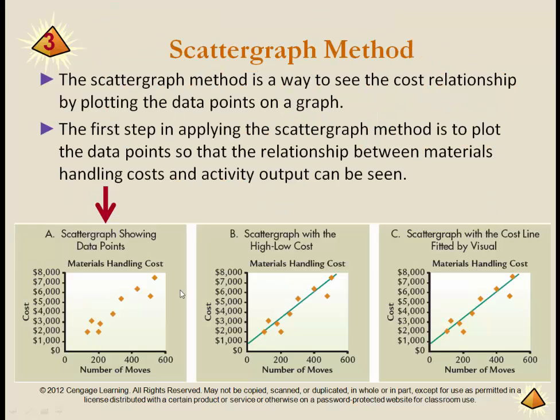Okay. Now we're going to look at this another way, from a scatter graph. In the scatter graph, these are just all the data points that we've put on. In the high-low method, we drew a line through these points, and then you can do this by visual. This is the scatter graph method. This is a scatter graph with high-low, and then this is just by visual. So you're just drawing a line, eyeballing it, if you will.